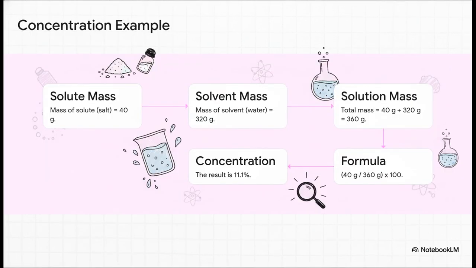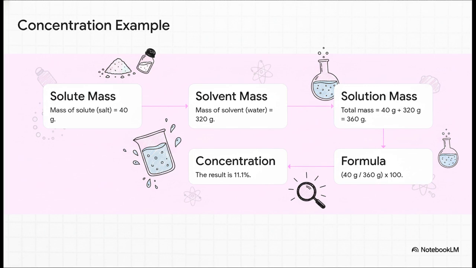Let's work through an example together, nice and slow so it's perfectly clear. Let's say we dissolve 40 grams of salt in 320 grams of water. Okay, step 1. What's the mass of our solute, the salt? It's 40 grams. Step 2. What's the mass of our solvent, the water? That's 320 grams. Now here's the important part.